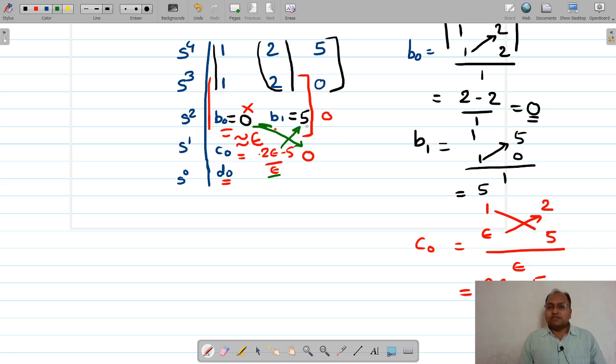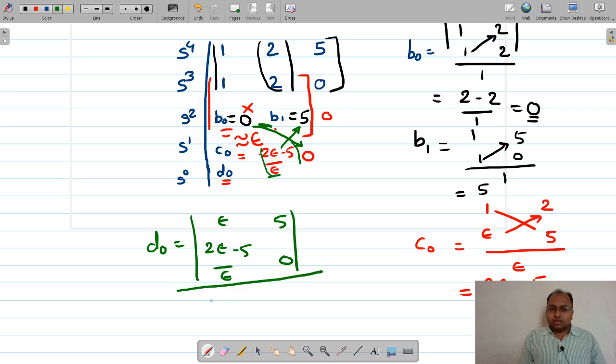Yes, because epsilon into 0 is 0. 2 epsilon minus 5 divided by epsilon multiplied by 5 divided by this term. Let me calculate, let me show it over here. D naught is nothing but what? Epsilon 5. Now C naught is nothing but 2 epsilon minus 5 divided by epsilon, and this multiplied by 5 divided by this value is going to result as 5, no? Yes, so it is going to become 5.